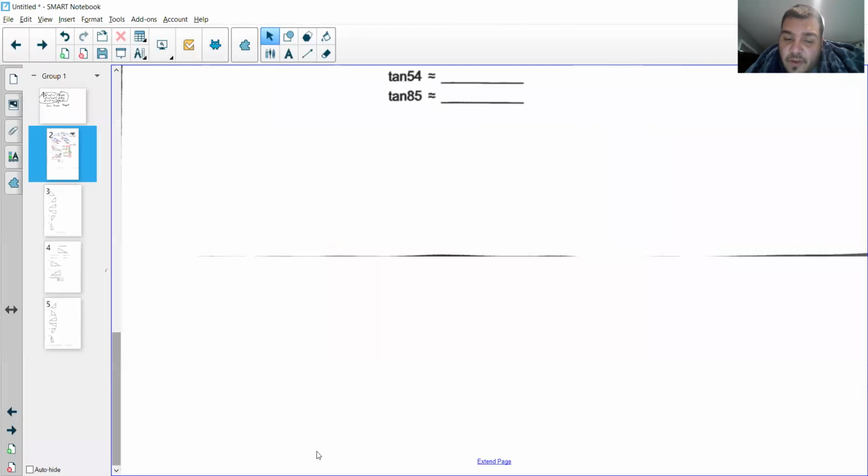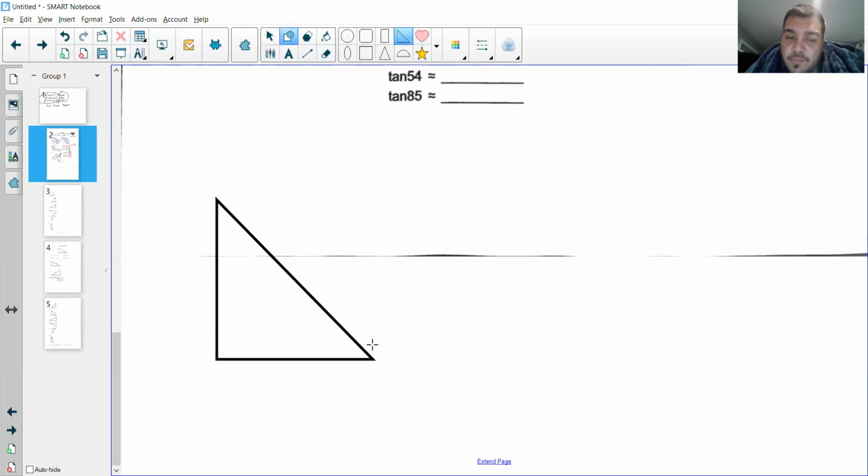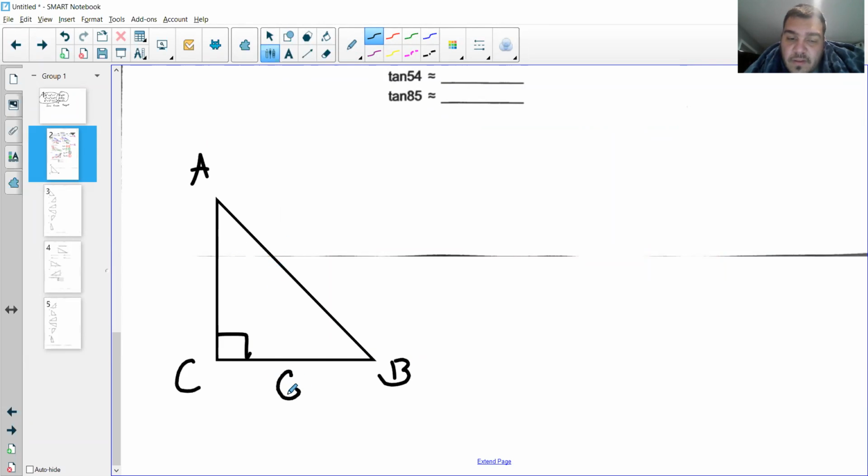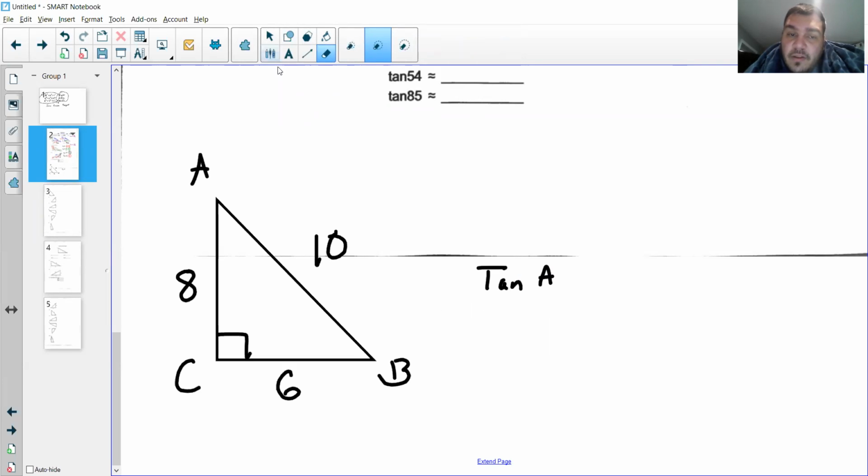All right. If not, then I'm going to give you an exit ticket real quick. Let me make a right triangle. A, B, C, 6, 8, 10. Everyone, to leave the class early, you're going to have to type to me what is tan of A and what is tan of B. You need to simplify the fraction too when you send it to me.